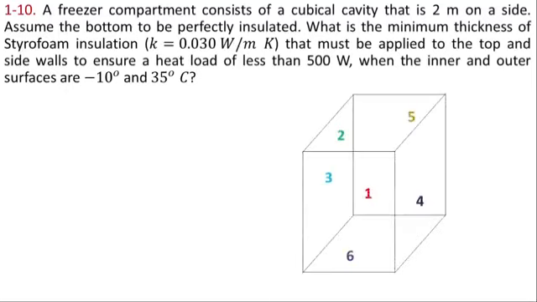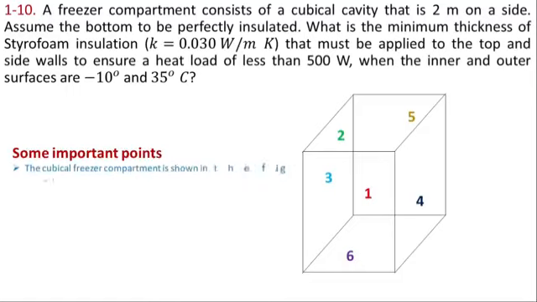Consider this is a freezer compartment. It is cubical in shape. This picture shows the schematic of the freezer compartment. Side 6 is perfectly insulated, as stated in the problem that the bottom side is perfectly insulated. So side number 6 shows the bottom of the cubical cavity. Side 6 is perfectly insulated, so heat will transfer from sides 1 to 5.